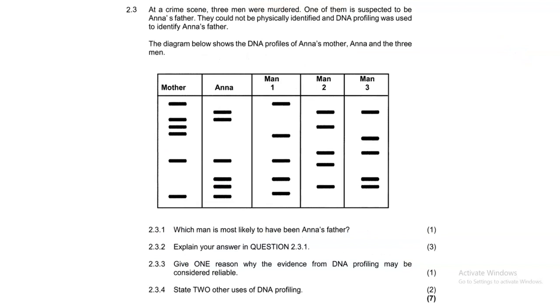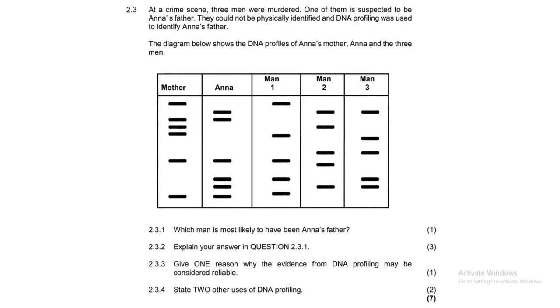Second question. Okay, they're giving us a crime scene. They're saying that in a crime scene there were 3 men who were murdered. One of them is suspected to be Anna's father. They could not be physically identified, and DNA fingerprinting was used to find Anna's father. Okay, fine. They're giving us the DNA fingerprinting bands of the mother, Anna, and the 3 men who were murdered.